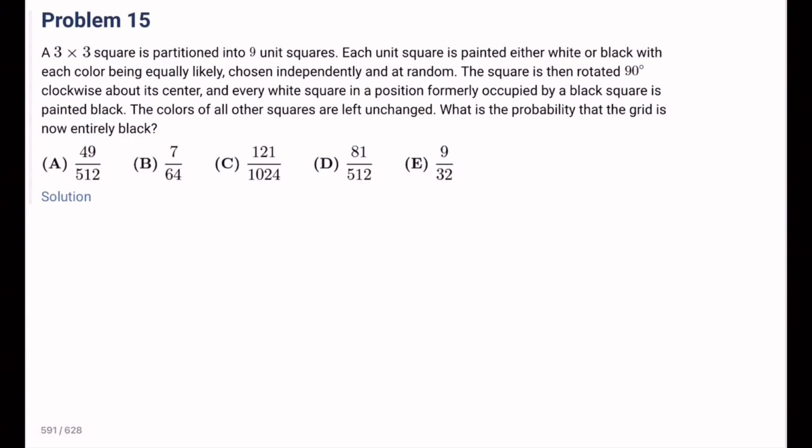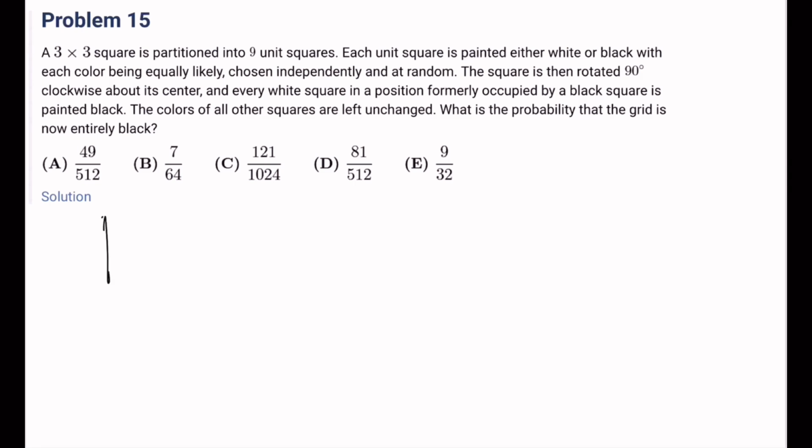Number 15. A 3 by 3 square is partitioned into 9 unit squares. Each unit square is painted either white or black, with each color being equally likely, chosen independently and at random. The square is then rotated 90 degrees clockwise about its center, and every white square in a position formerly occupied by a black square is painted black. The colors of all other squares are left unchanged. What is the probability that the grid is now entirely black?